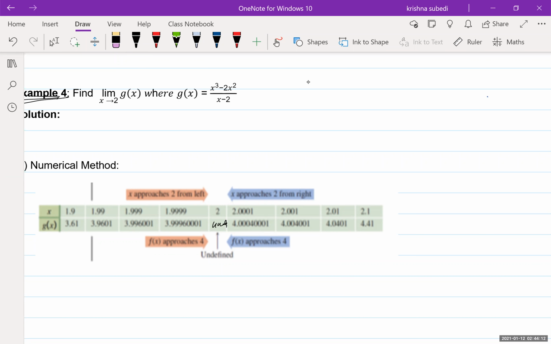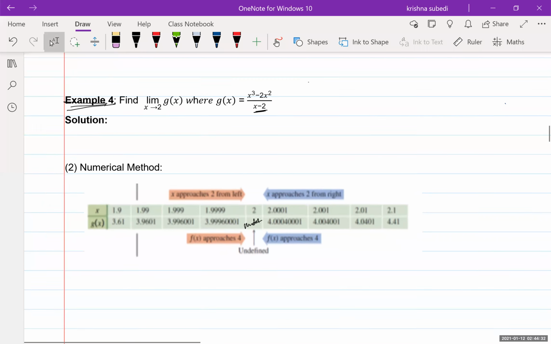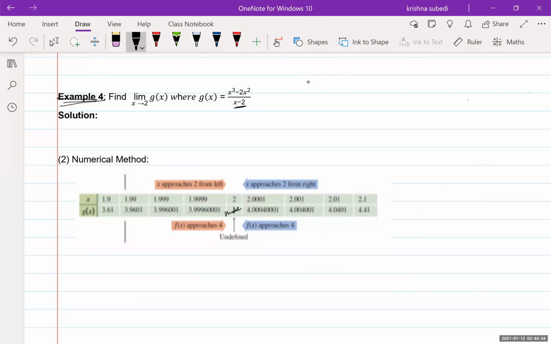Exactly. Okay, but remember here, the tabular value will be the same, except when x equals 2, the function is undefined. So here in the previous example, we had 4, but now in this case, it's undefined. That's one difference, right? And so by looking at the table, you can say that limit x tends to 2.